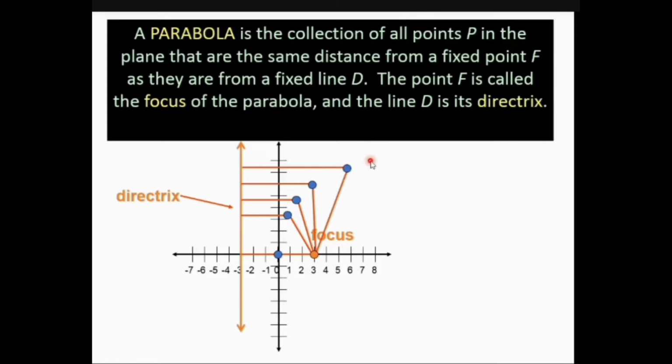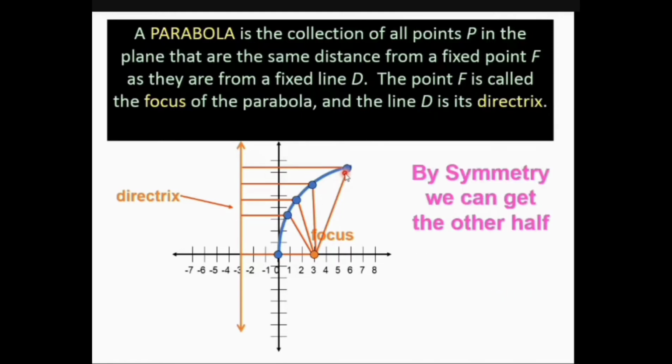The next thing that we need to do is to trace them. So we now have half of the parabola. Since this point here is the vertex, meaning we now have half of the curve or the graph of the parabola. And then by symmetry, we can get the other half. Okay?